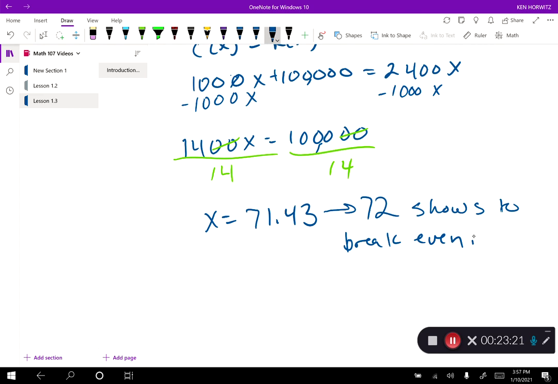71 shows is not enough. 71.43 shows is a cruel joke on that last audience that gets less than half a show. So we have to do 72. And 72 will yield a little profit, but it is the minimum amount you can do to break even.